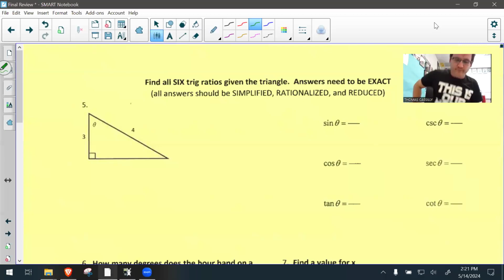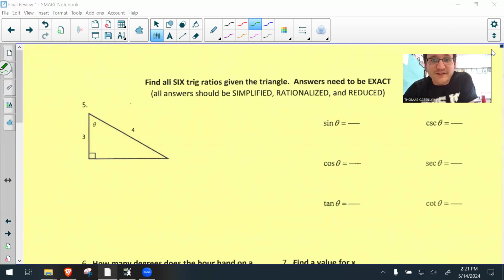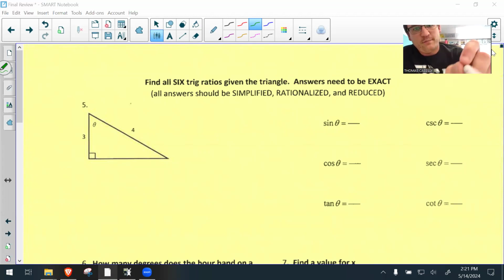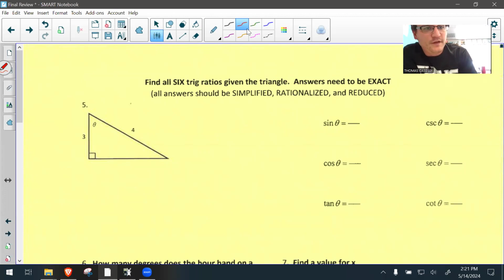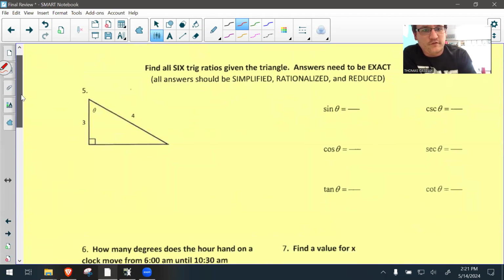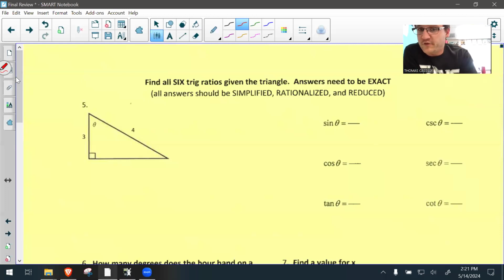All right, here we go. This is the Unit 1 Trig Final Exam Review, Unit 1, Page 2. Lots of stuff going on there. All right. They want us to find all 6 trig ratios here. So the first ones, right, we know are going to be your SOHCAHTOA.